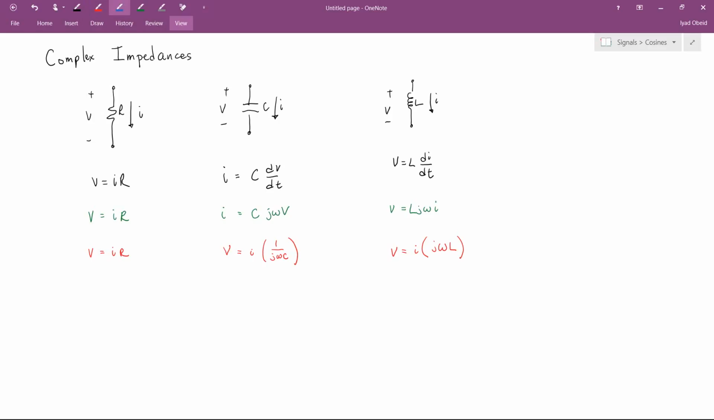So what you can see now is that we have a pattern. In all three cases, when we take the Fourier transform, when we start to think about this from a frequency perspective, what we have is V equals IR, except that the R can now be complex. It can contain both magnitude and phase, and it can be frequency dependent. And this is what we call impedance.